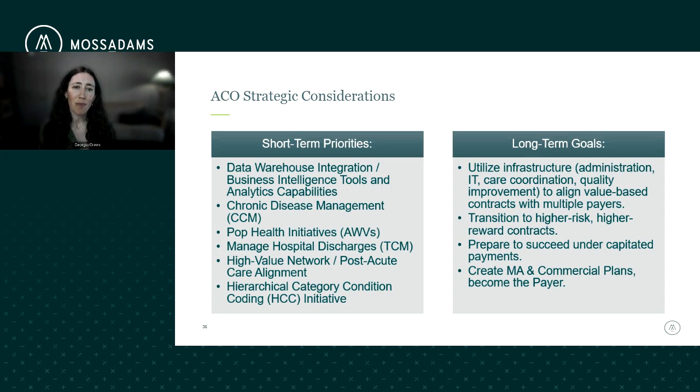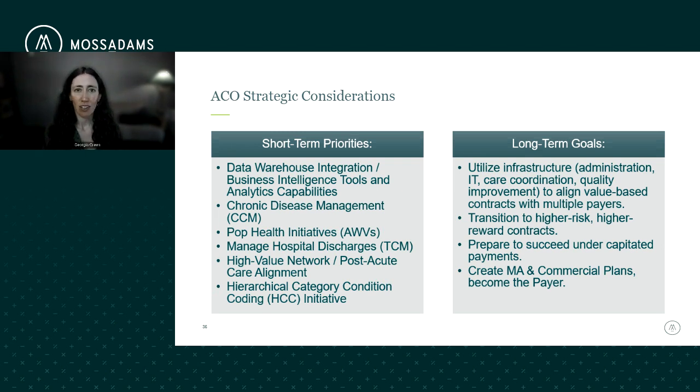There are short-term and long-term priorities that are kind of typical. I wouldn't say that every ACO does it this way or does it the same way, but these are some of the typical strategic considerations that we see with ACOs. And some of the nuts and bolts is really having a good data warehouse to ingest claims data, marry it up with some of your clinical data, and having those business intelligence tools and analytics capabilities, so that it becomes something meaningful about who do you want to target for interventions?